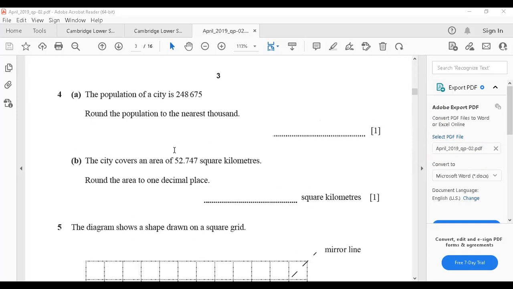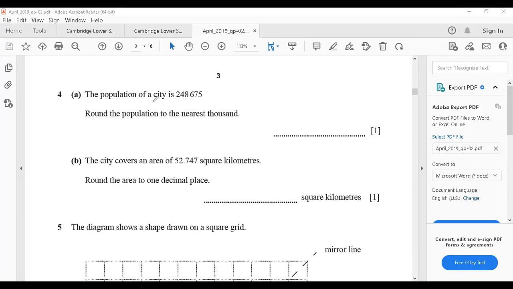Now the population of a city. He gave me a population of a city, and asks to round the population to the nearest thousand. This is why I'm choosing this exam, because there is some rounding and significant figures to review what we studied before. The population of the city is 248,675. Round the population to the nearest thousand.